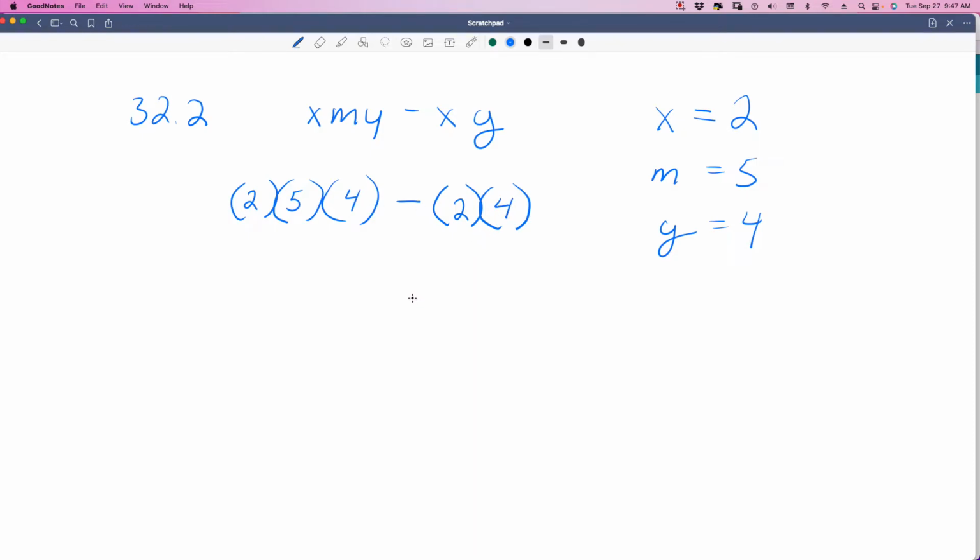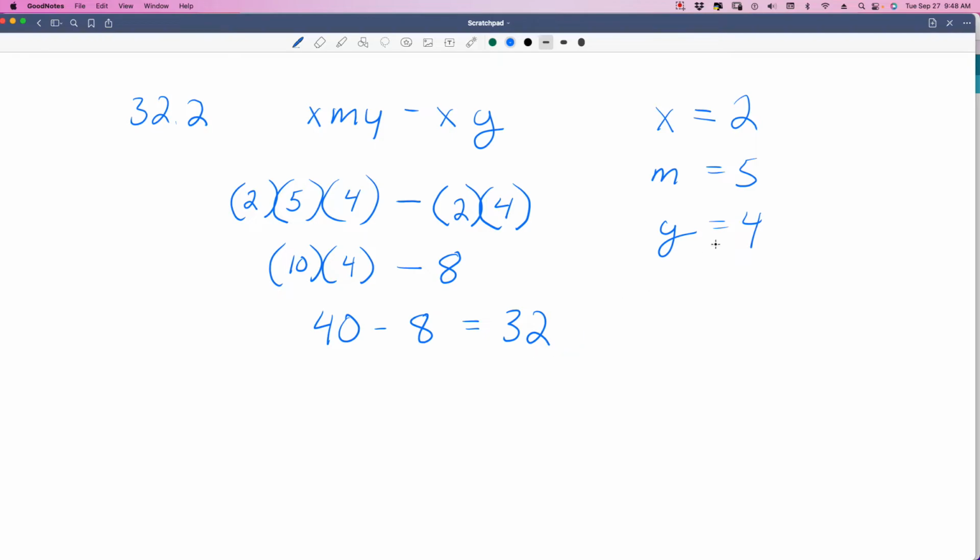Now I see exactly what I need to do, and I'm going to go ahead and do it. 2 times 5, that's going to be 10. So that becomes 10 times 4. And 2 times 4 is 8. So I'm going to have 8 right there. So 10 times 4 is 40 minus 8. That is going to equal 32.